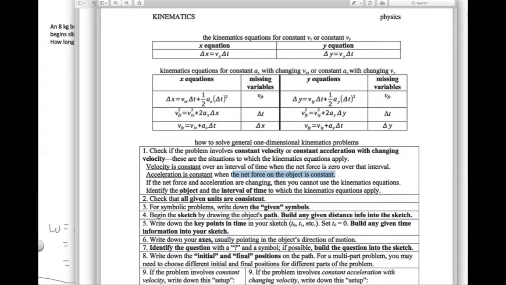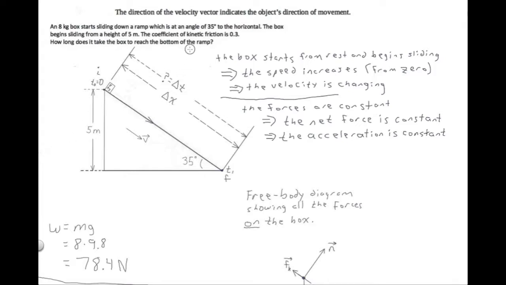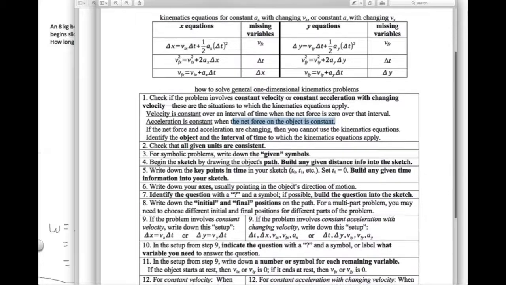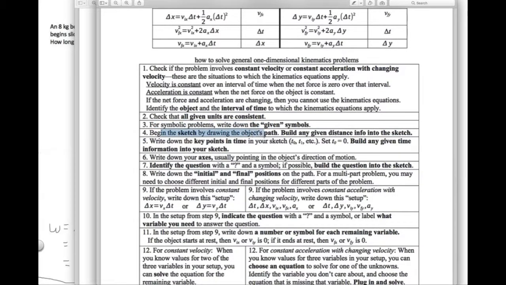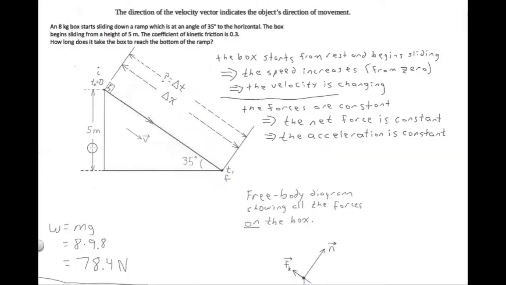We've already decided that the object that we are applying the kinematics and Newton's second law equations to is the box, during the interval of time after it begins sliding down the inclined plane until it reaches the bottom. The interval of time is between time 0 and time 1, between when it begins sliding from the top of the inclined plane and when it reaches the bottom. We've already seen that the units are SI units, and therefore the units are consistent. That step's not relevant. We've already been working on our sketch. The sketch already has this distance information built in.